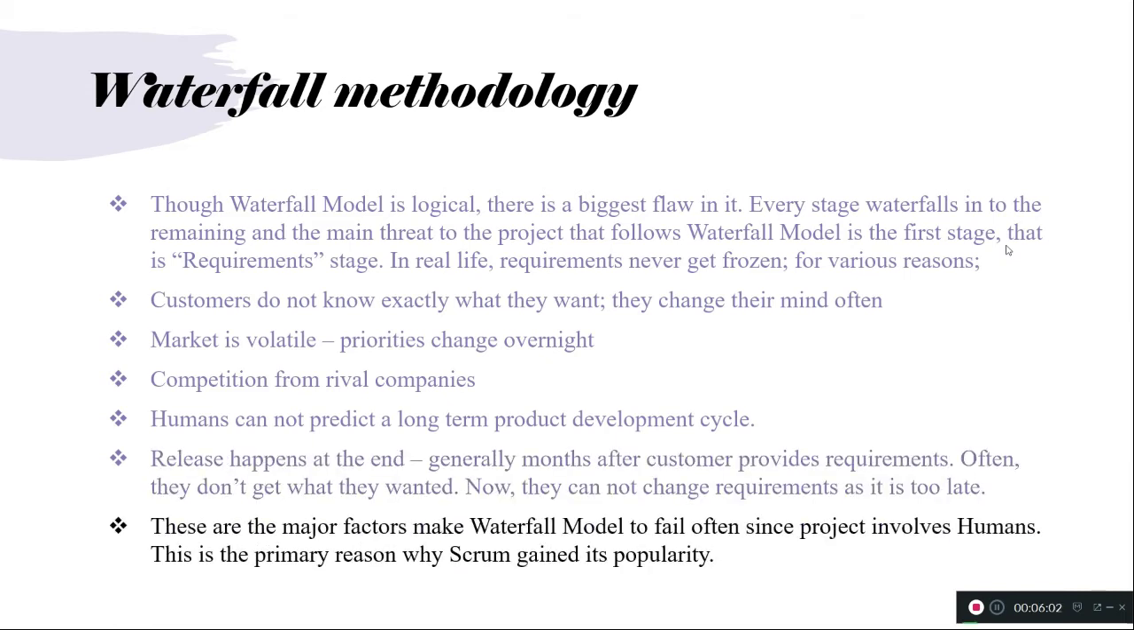These are the major factors that make the waterfall model fail often, since the project involves humans. This is the primary reason why Scrum gained its popularity. Because we are not able to predict the exact release date and freeze the requirements in the waterfall model, Scrum is gaining popularity.